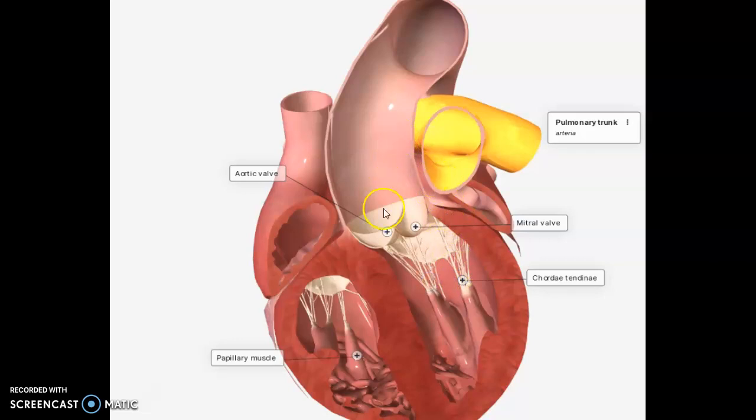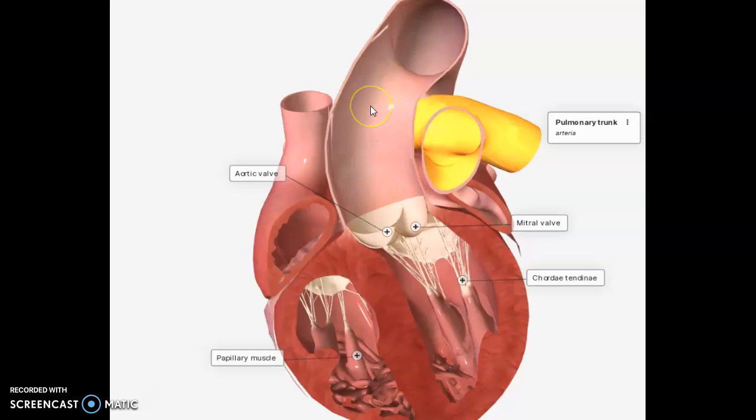So through pulmonary veins into our left atrium. From the left atrium, the blood is going to pass through the mitral valve, also known as a bicuspid valve, into our left ventricle. From the left ventricle, it's going to exit through the aortic semilunar valve. Once it passes through the aortic valve, it goes into the aorta.